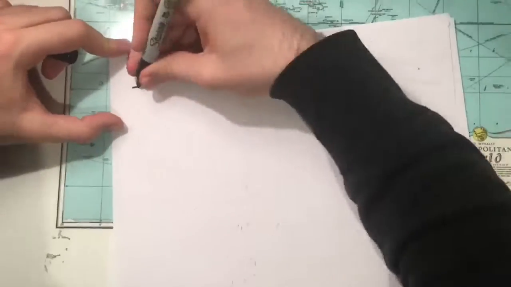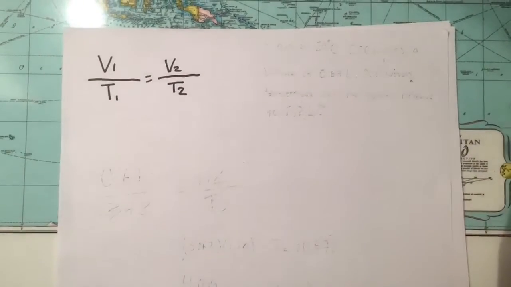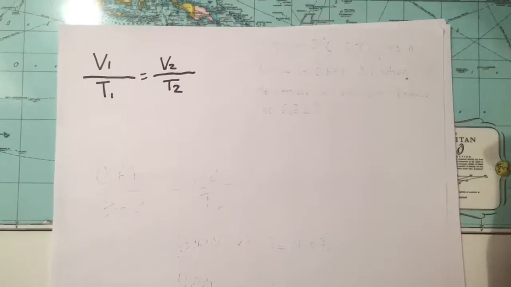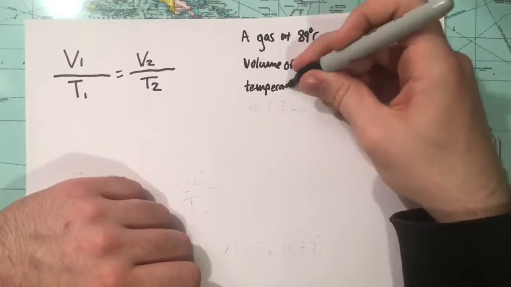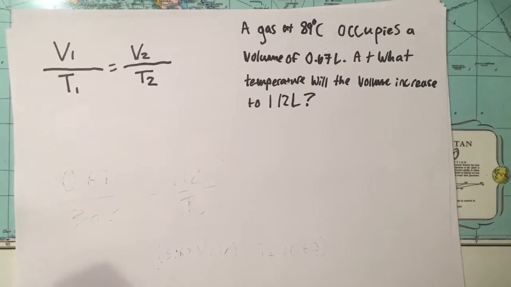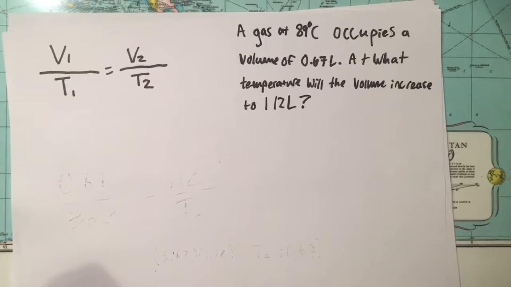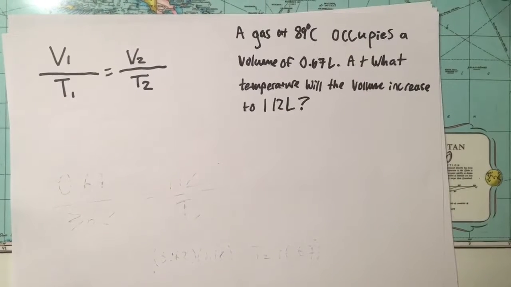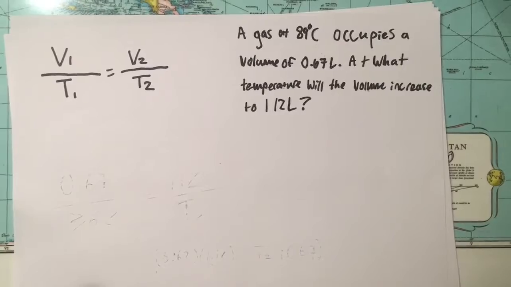This theory can also be directly applied in order to solve for missing variables. This is done through the equation V1 over T1 equals V2 over T2. Let's take this question for example. A gas at 89 degrees Celsius occupies a volume of 0.67 liters. At what temperature will the volume increase to 112 liters?